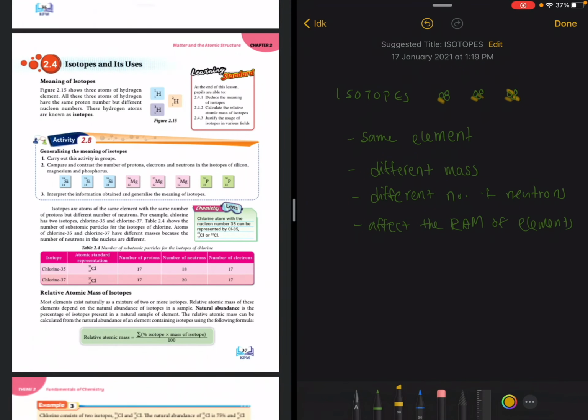Isotopes are all part of the same element. However, they may have a different mass. This is because in each isotope, they have the same number of protons, hence they are the same element. However, they have a different number of neutrons. It can be more than the number of protons, it can be less, or it can also be equal to. So this causes a change in the mass because the mass is affected mostly by the number of neutrons and protons in your element.